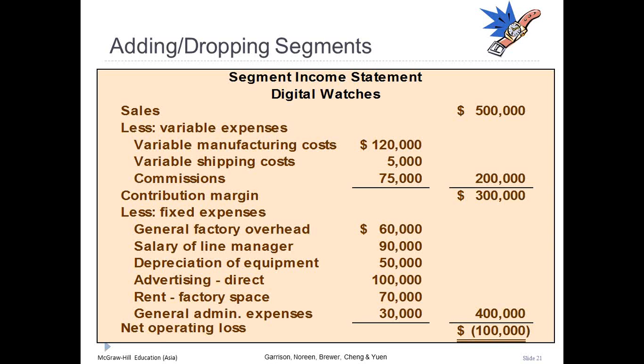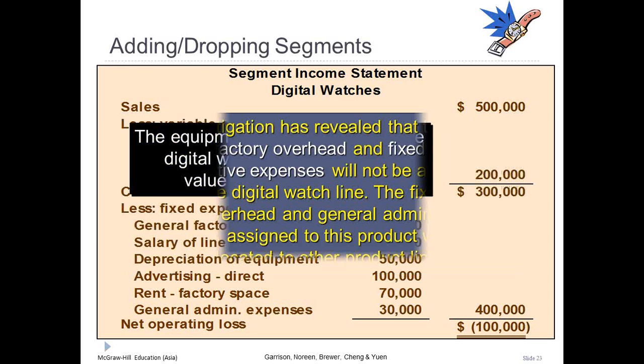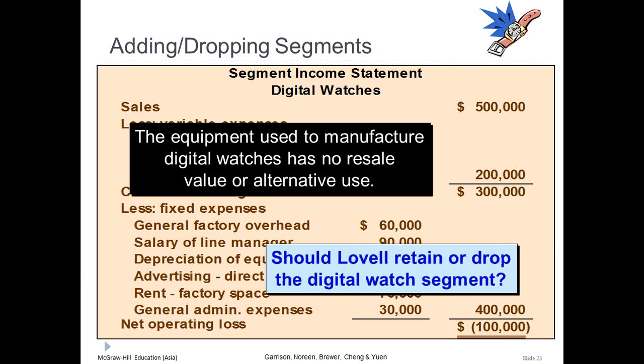Assume a segmented income statement for the digital watches line is shown here. An investigation has revealed that the fixed general factory overhead and fixed general administrative expenses will not be affected by dropping the digital watch line. The fixed general factory overhead and general administrative expenses assigned to this product would be reallocated to other product lines. The equipment used to manufacture digital watches has no resale value or alternative use. So should Lowell retain or drop the digital watch segment?